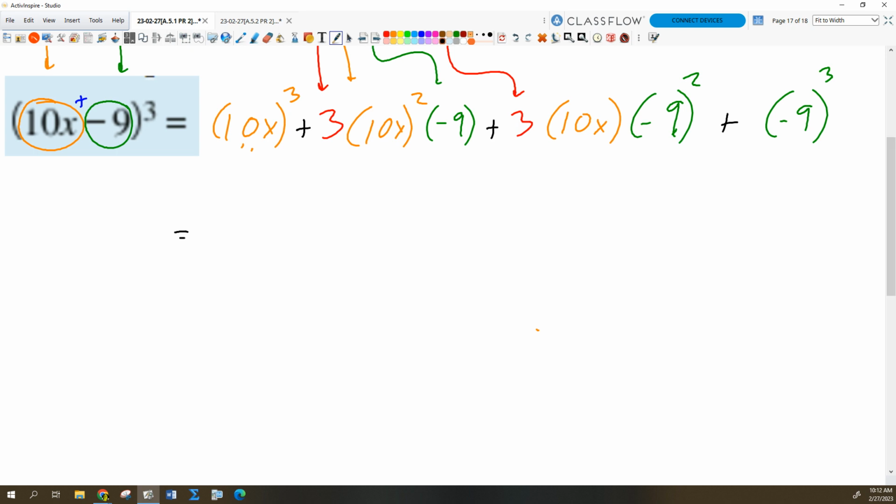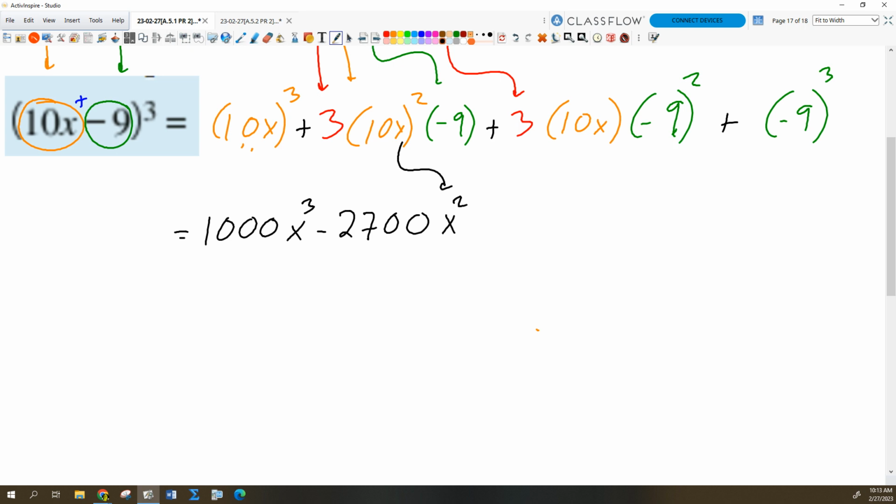So what is the quantity 10x cubed? Yeah, 10 cubed is 1,000. And then x cubed, well, that's easy. That's just x cubed. Okay, how about this one? I've got 3 times the quantity 10x squared times negative 9. Let's multiply these in a convenient order. What's 3 times negative 9? Negative 27 times 100, right? Because it's going to be a 10 squared. What's negative 27 times 100? Yeah, negative 2700. Just add 2 zeros when I multiply by 100, right? And then what's the power of x going to be? Yeah.